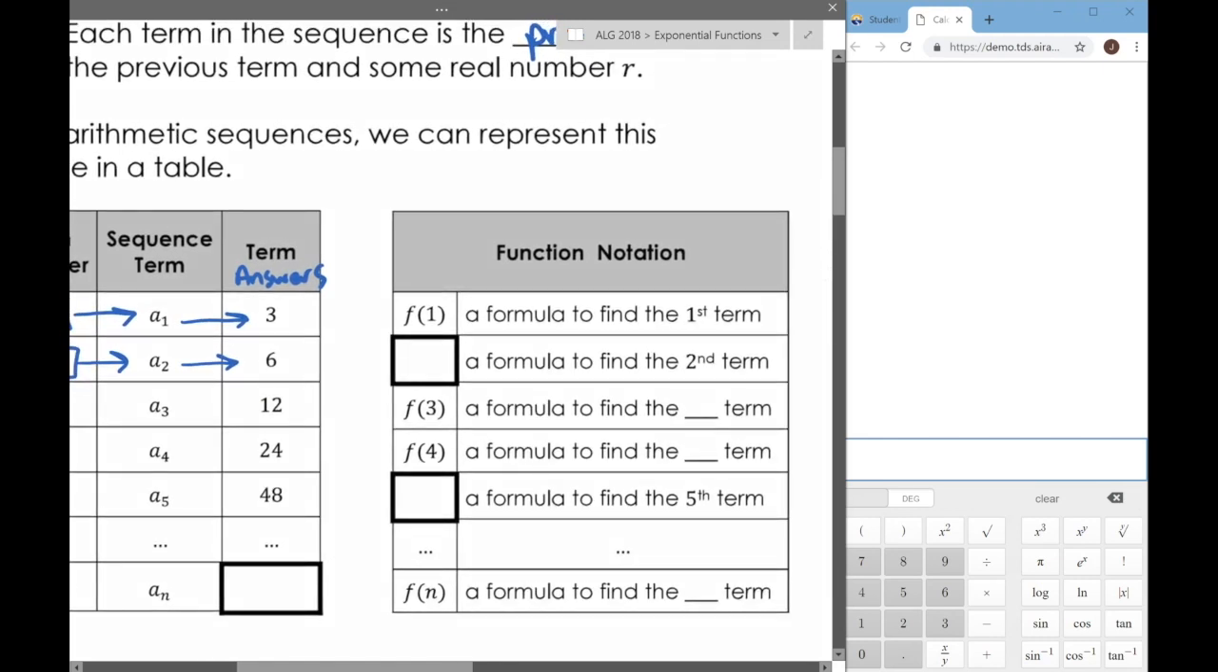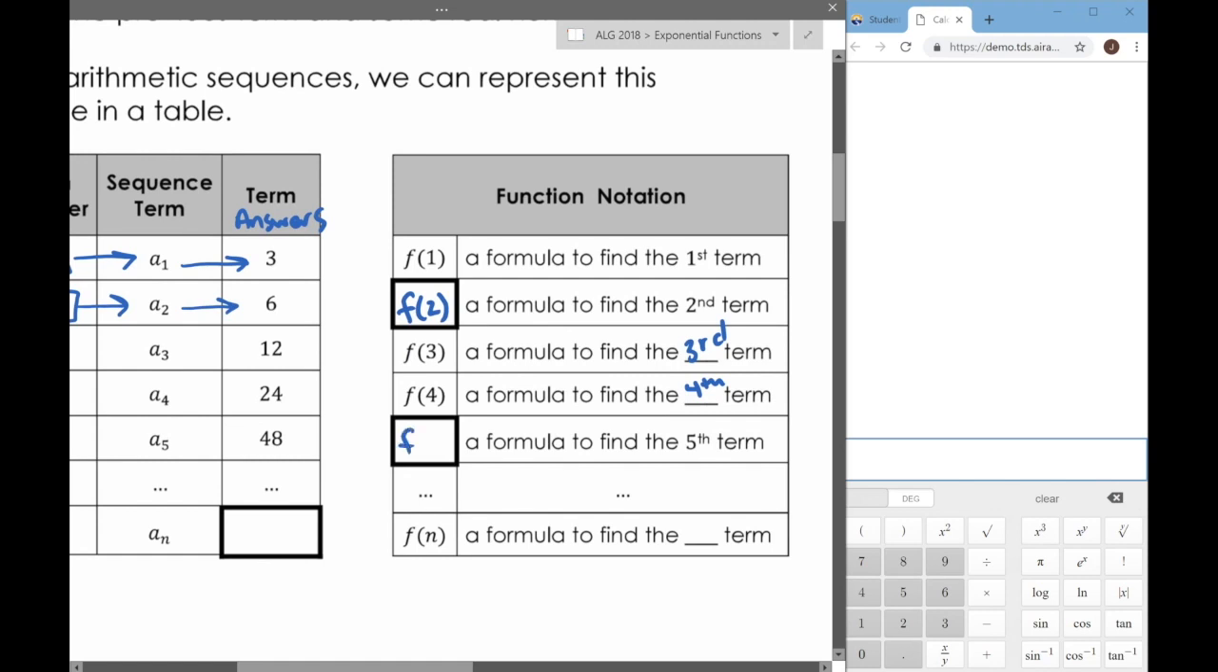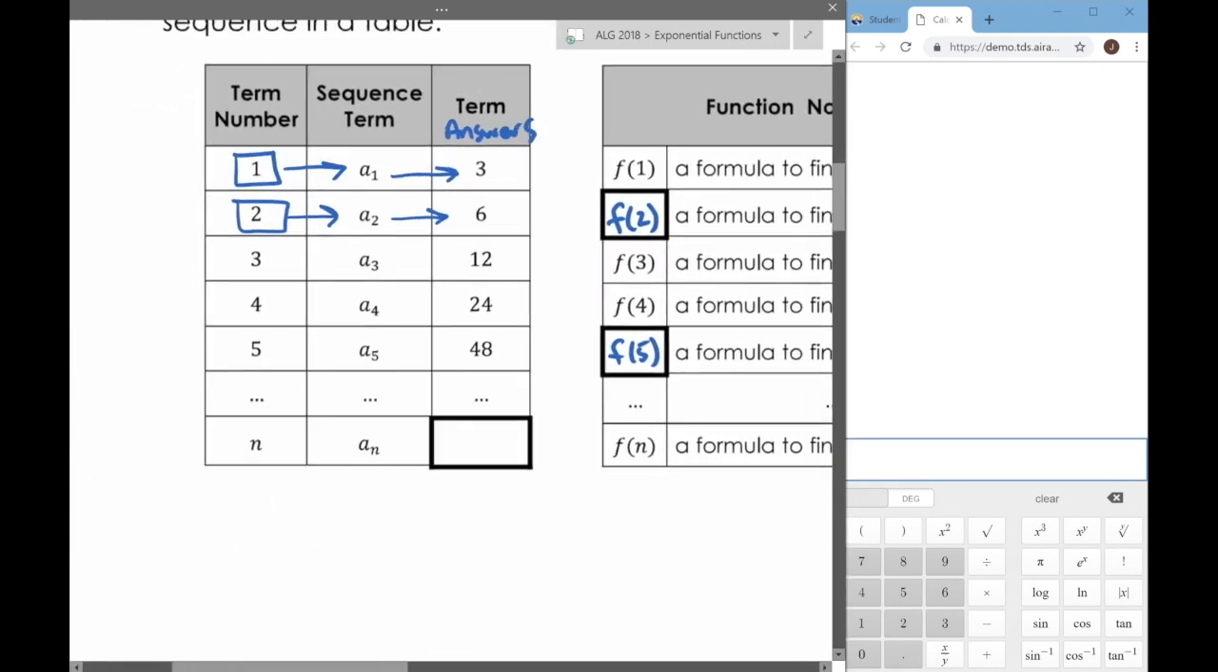Now if I want to write this in function notation, it would be f of 1. Well, f of 1 stands for the first term. Blank is a formula to find the second term. So how do I find the second term? F of 2. F of 3 is a formula for the, well, that's easy, third term. And then F of 4 is a formula for the fourth term. And blank is a formula to find the fifth term. Well, F of 5. Okay, so if I ever say, hey, find the 10th term, you'd put F of 10.